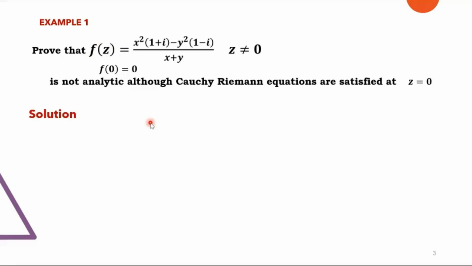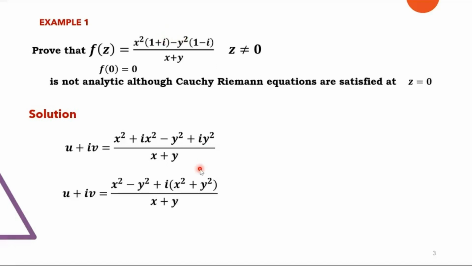तो हम लोग कैसे स्टार्ट करेंगे? राइट दैट फंक्शन. तो अभी हम जो भी निकाल रहे हैं for z not equal to 0 निकाल रहे हैं. f of z equal to this function. तो I have opened the bracket and simplified. तो ix square plus ix square minus y square plus iy square upon x plus y. फिर मैंने रियल और इमेजिनरी पार्ट को अलग किया है. रियल पार्ट x square minus y square and imaginary part is x square plus y square. ठीक है, ये वाला पार्ट यहाँ तक हो गया.